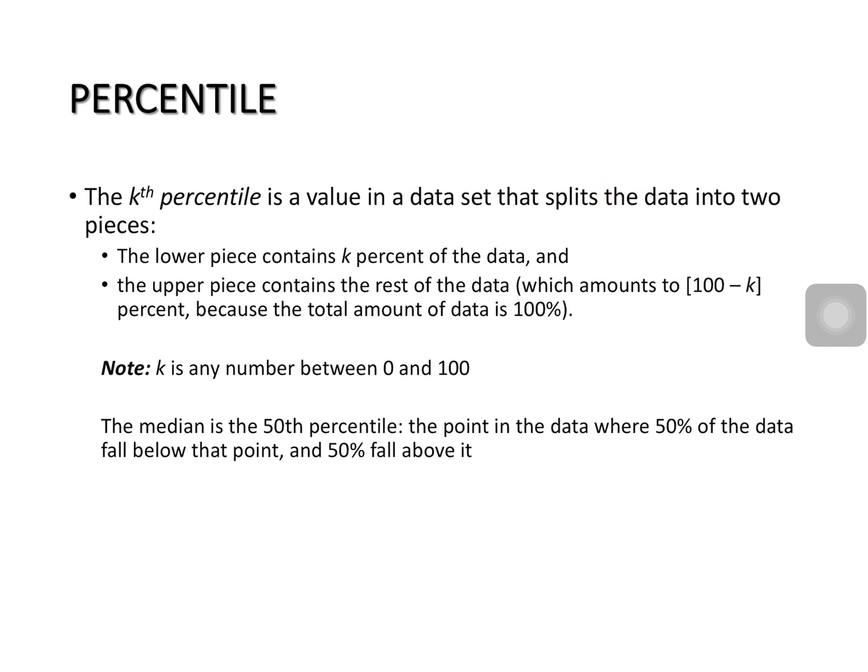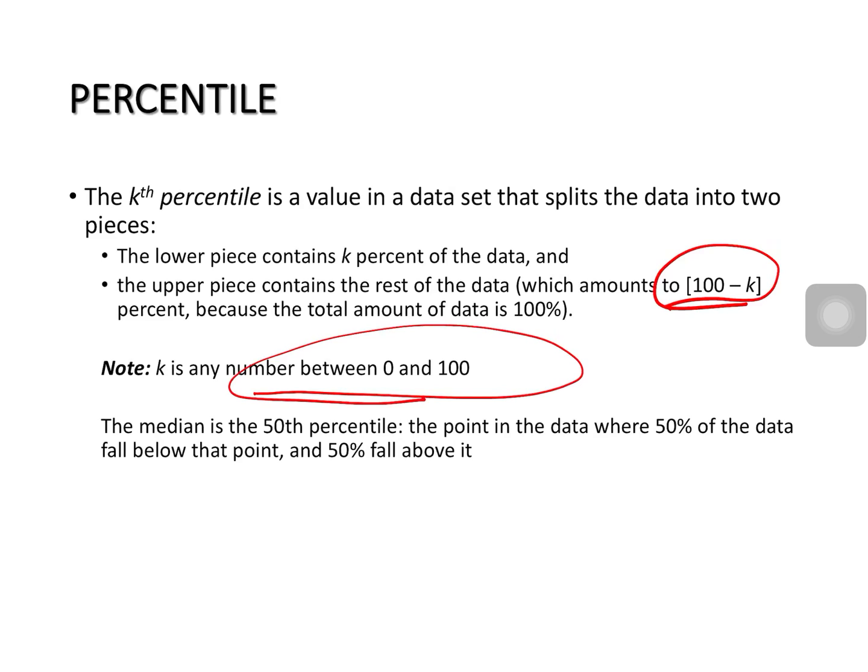Then for the percentile, the kth percentile is a value in a data set that splits the data into two pieces. The lower piece contains k% of the data, and the upper piece contains the rest of the data, that is 100 minus k. The total amount of data is 100%, and k is any number between 0 and 100. So the median is the 50th percentile, the point in the data where 50% of the data fall below that point and 50% fall above it.